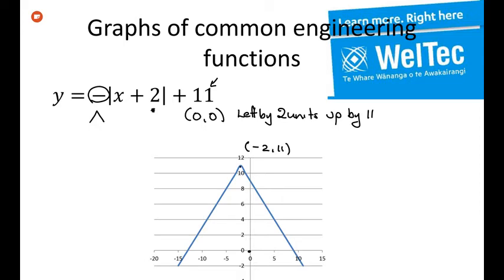11. To find the intercepts, first up we need to find when x is equal to 0. So when x is equal to 0, we have 0, well, don't forget that negative sign, plus 2 plus 11. So it's 2, but it's -2 plus 11, so it's 9.